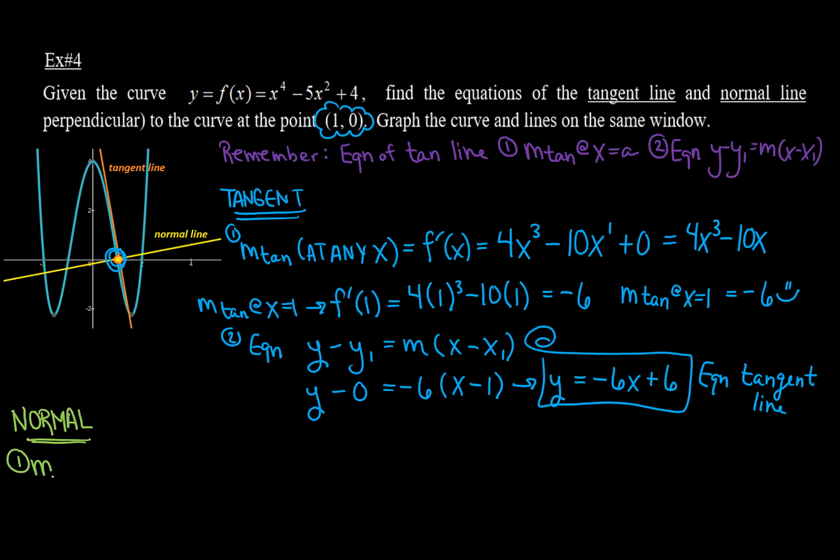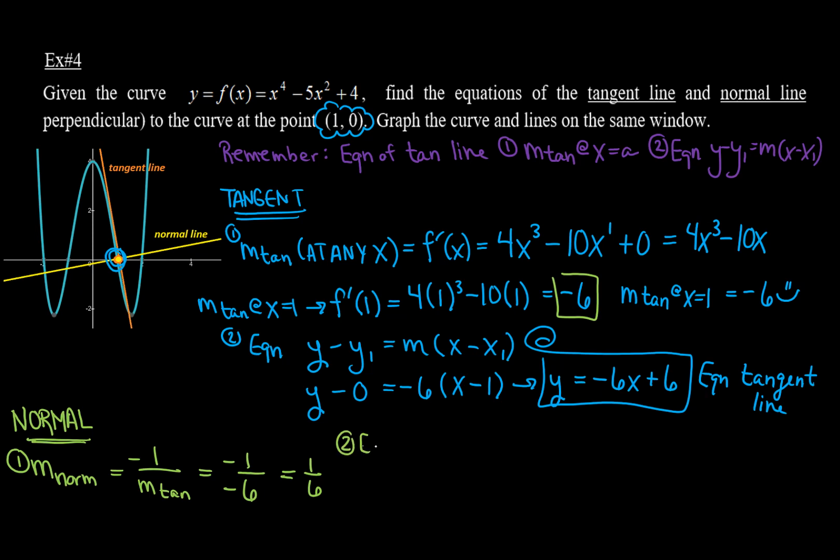So first thing I need to do is find the slope of the normal, but I know it's the negative reciprocal of the slope of the tangent. So I don't even have to find the derivative or plug stuff in. I'm just going to take the slope of the tangent, which as we know is -6, and do the negative reciprocal of that, and this will simplify into 1/6.